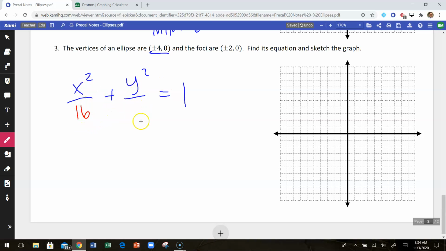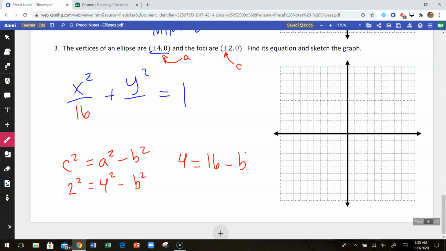Now I need to figure out what this number is, which is going to be b squared. But what I do have are the coordinates of the foci. So I know that a is 4, and I know that c is 2. So if I think about my equation for the foci, it's c squared equals a squared minus b squared. I know that I'm going to have 2 squared equals 4 squared minus b squared, which means we have 4 equals 16 minus b squared, which means that b squared is going to be 12.